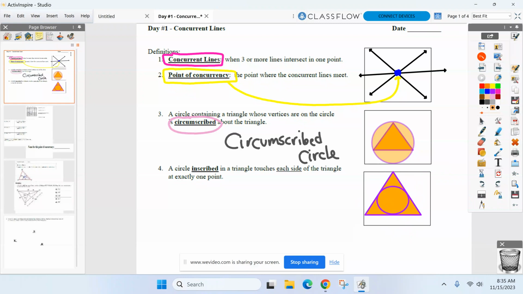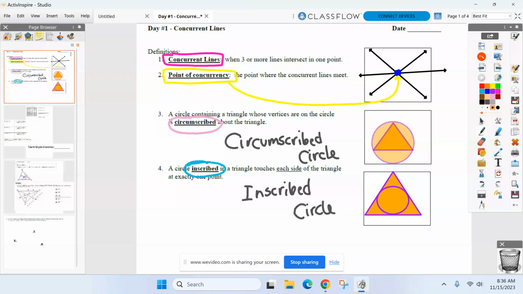Colored pencil out again. Circle, highlight that word: inscribed. So now we're going to say the circle is an inscribed circle. Anytime a figure is on the inside, we call it an inscribed figure.